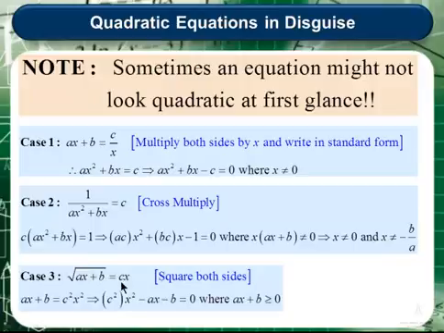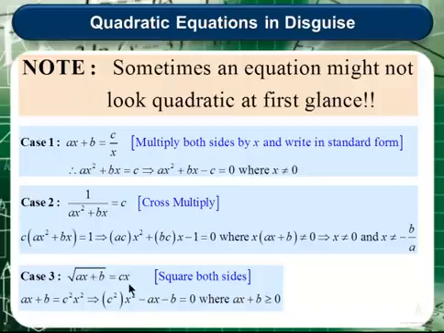In the third case, we have a different type of equation which also represents a quadratic equation with a restricted possible value for the unknown or the variable x. The square root of ax plus b is equal to cx. If we square both sides of this equation, then we have the equation ax plus b is equal to c squared x squared. We square the square root, it disappears, and we just have the expression ax plus b.